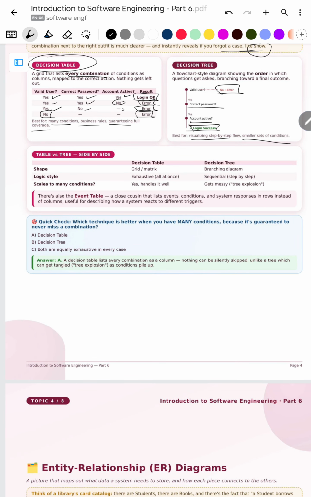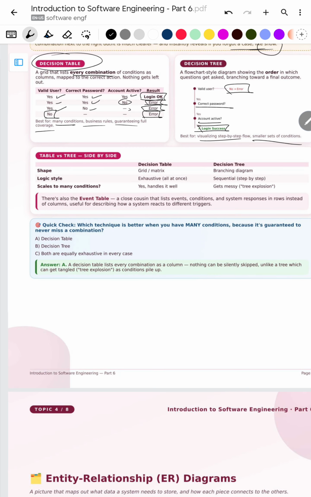Now what is the difference between a table and a tree? Let's compare what we saw. The shape of a table is a grid matrix. Here it's a branching diagram. Again, if a no comes here, then also error. The logic in a table is exhaustive: you can see everything at once. Here it is sequential, one by one, step by step. Does it scale to many conditions? A table, yes. A tree gets kind of messy.